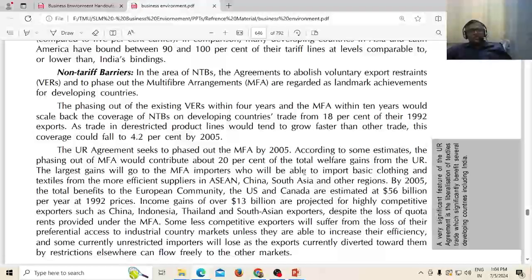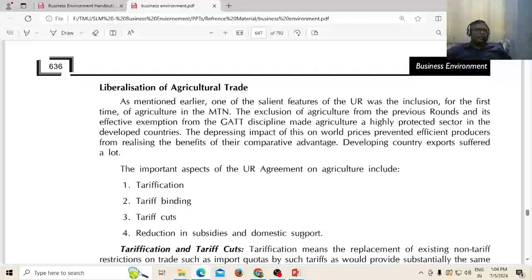Some less competitive exporters will suffer from loss of their potential access to the industrial country market unless they are able to increase their efficiency, and some currently unrestricted importers will lose the exports currently diverted towards them by restrictions elsewhere, which can then flow freely to the other market. Thus, the liberalization of the agriculture trade.